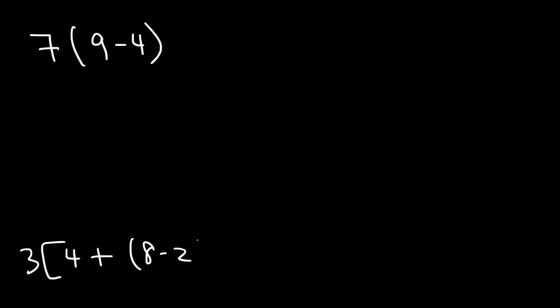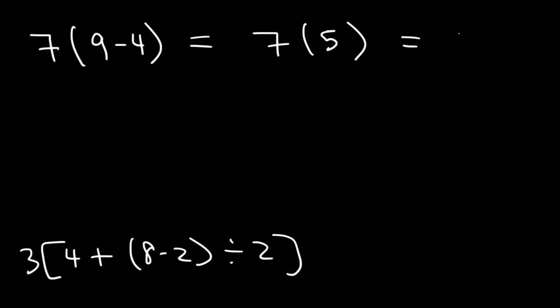Try these two problems. What's 7 multiplied by 9 minus 4? And what is 3 times 4 plus 8 minus 2 divided by 2? So the one above is simple. We need to work inside the parentheses first. 9 minus 4 is 5, and 7 times 5 is 35.